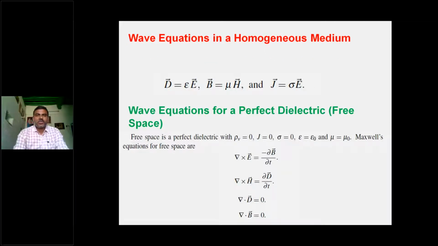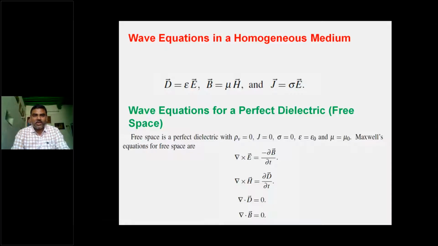Within a homogeneous medium, we have the general formulas for the electric flux density: D is epsilon E, where D is the electric displacement, epsilon is the permittivity, and E is the electric field intensity. Similarly for the magnetic field, B is mu H, where H is the magnetic field intensity and mu is the permeability. And the current density J is equal to conductivity sigma times the electric field intensity E, which is called Ohm's law.